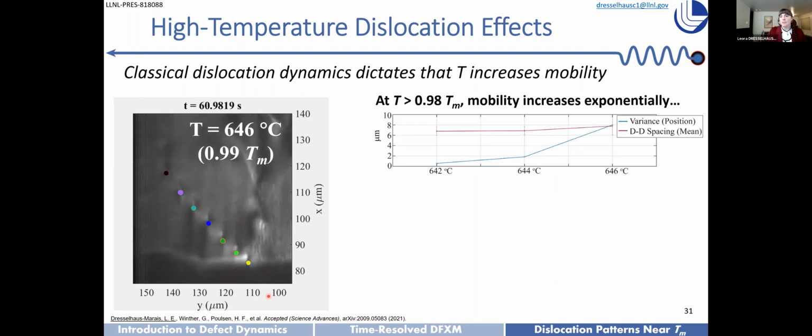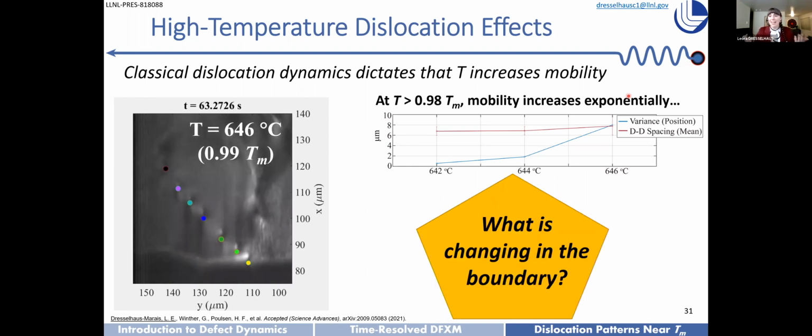Beyond 98% of the melt, what we find is that the increase in the amount of motion of each of these dislocations, which encodes information about the mobility at a lower length scale, actually starts to scale exponentially in this kind of runaway behavior just at the edge of melting. So we can ask ourselves here, what exactly is changing about this boundary over this regime?